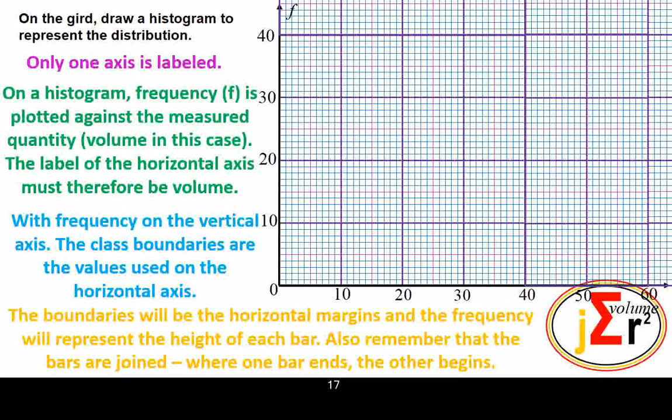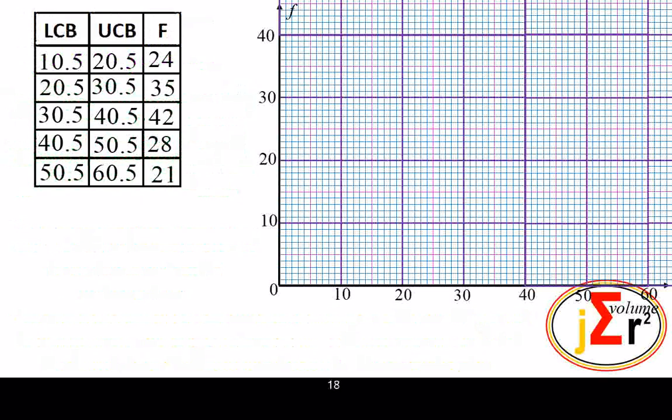Also, remember that the bars are joined. Consecutive bars of a histogram must be joined. And what do we mean that they must be joined? Where one bar ends is where the other begins. So that is what we have for your histogram. Joined bars, and that is representing what? Continuous data. So there we have it.